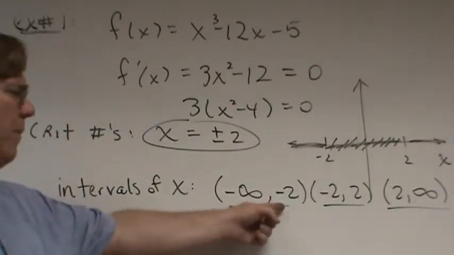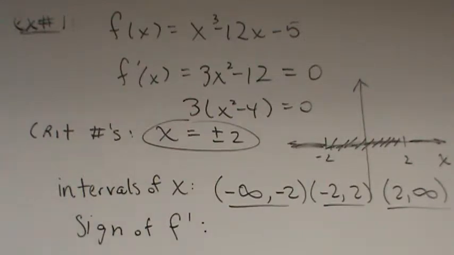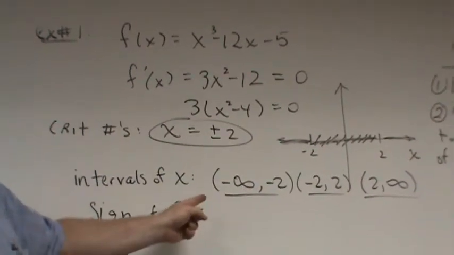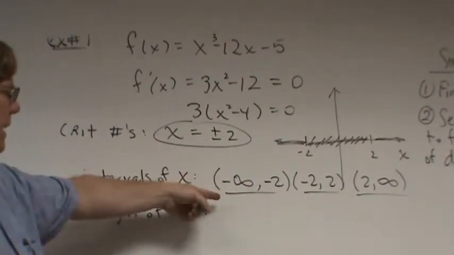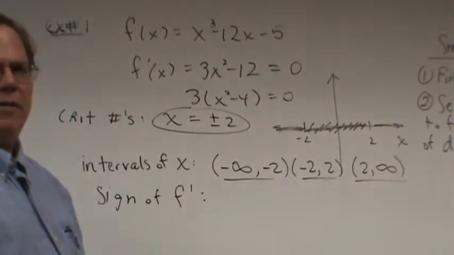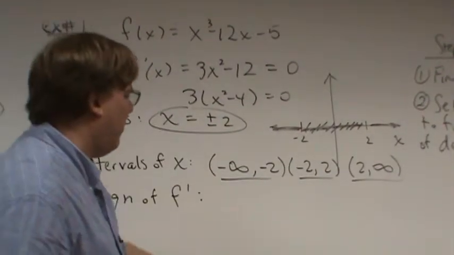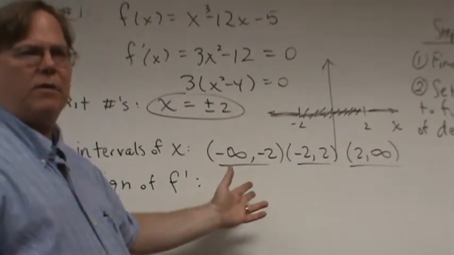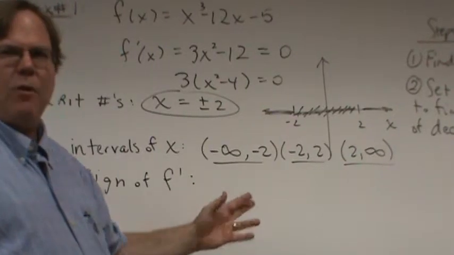On this interval from -∞ to -2, I need to know what the sign of f prime is. And I can choose any point on this interval because my function is either increasing or decreasing on that entire interval. If it was doing both, if it increased for one portion and decreased for another portion, then I'd have another critical point on that interval. I hope you're getting that.